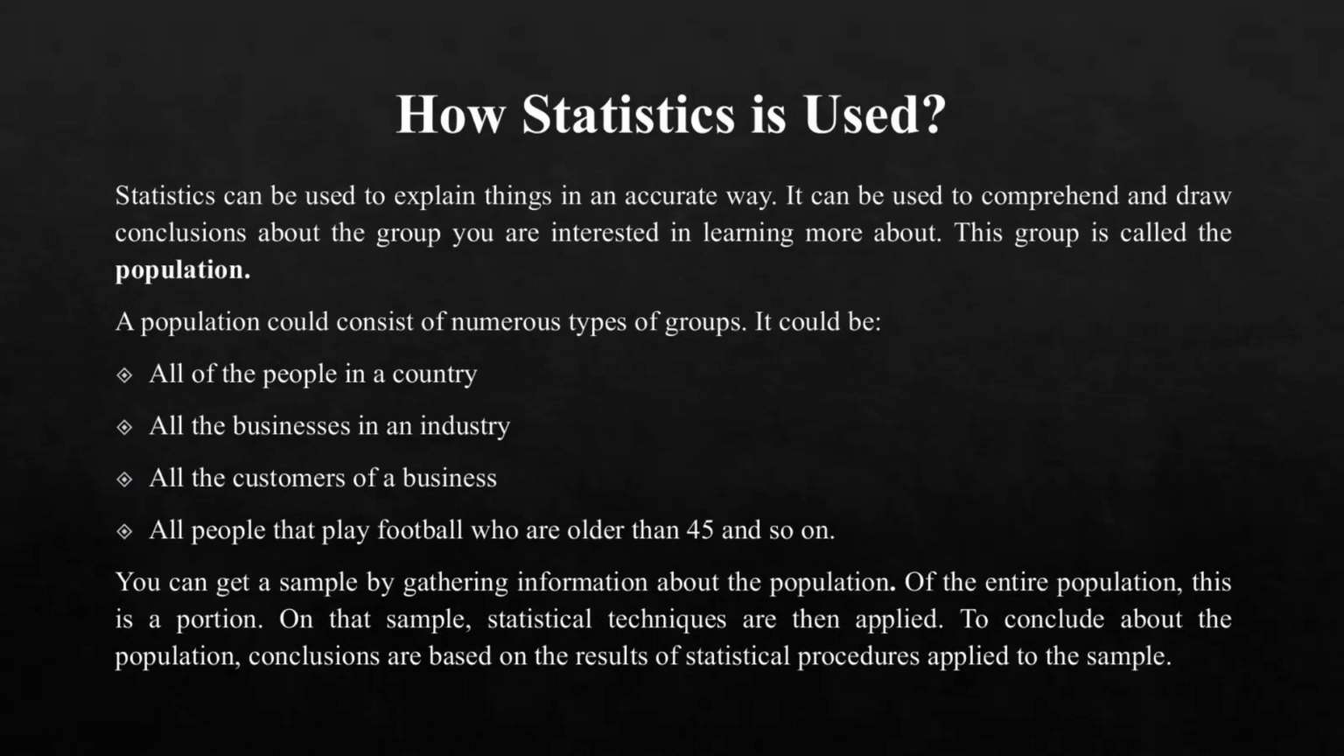You can get a sample by gathering information about a portion of the entire population. On that sample, statistical techniques are then applied. To conclude about the population, conclusions are based on the results of statistical procedures applied to that sample.